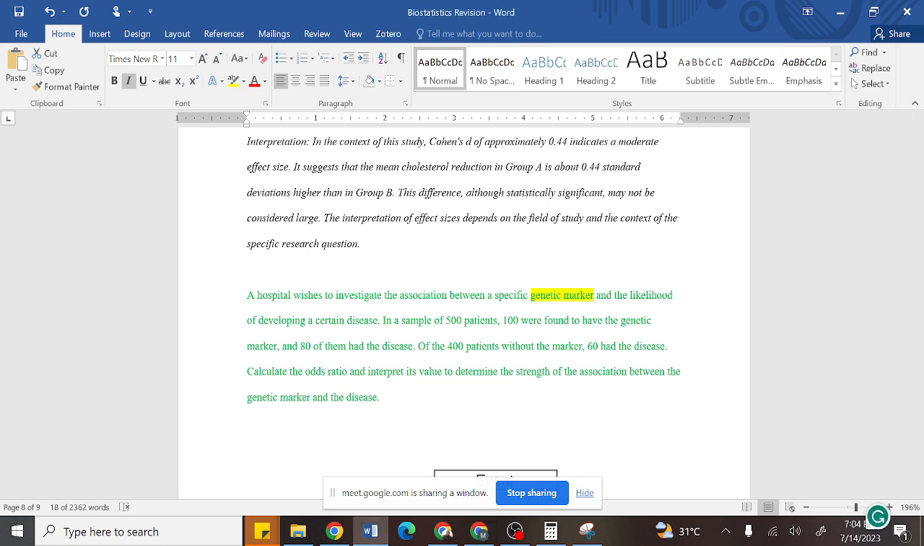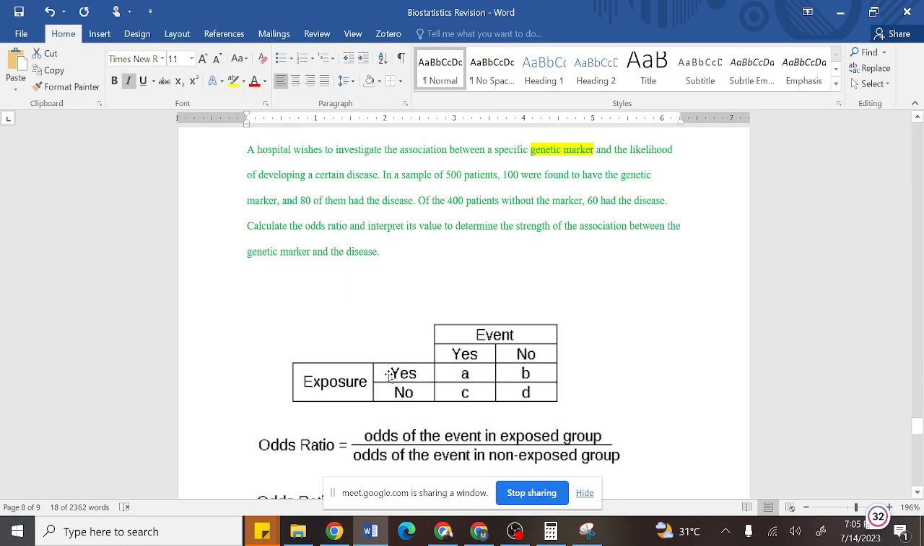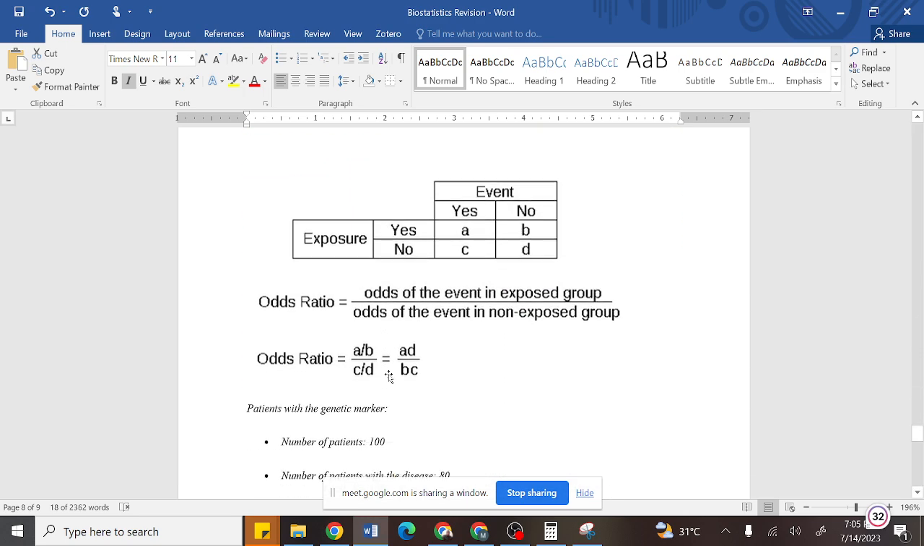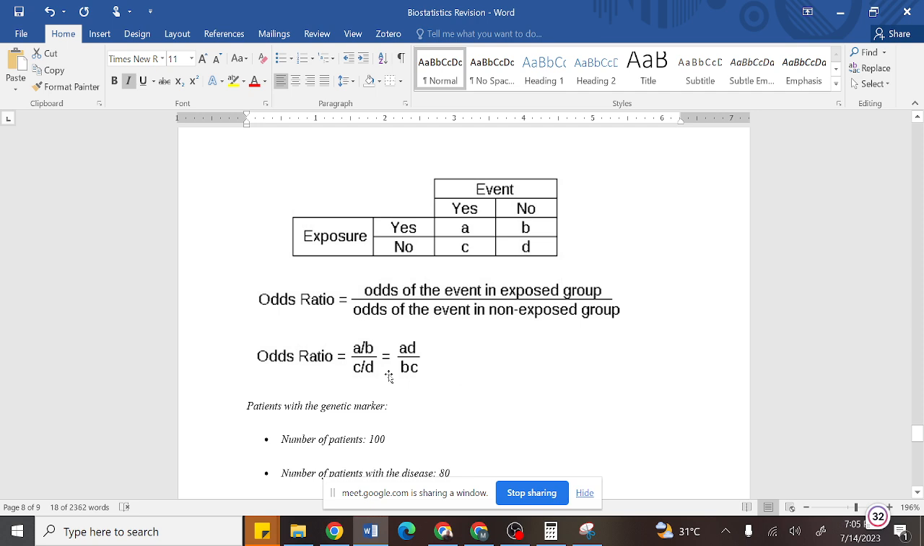Now, if we're to put those figures, like A, actually the meaning of A slash B, are we dividing A divided by B, and then C divided by D, equals to A times D and B times C?